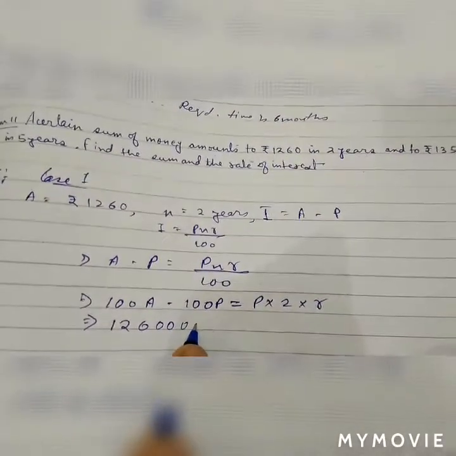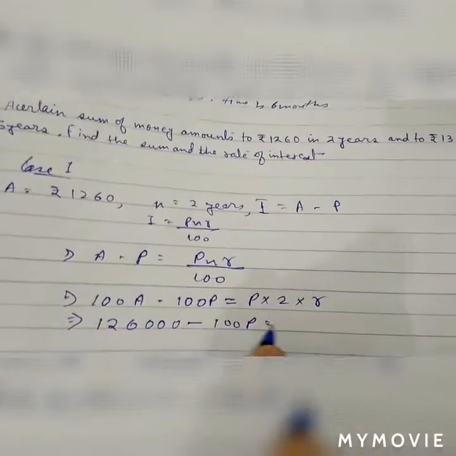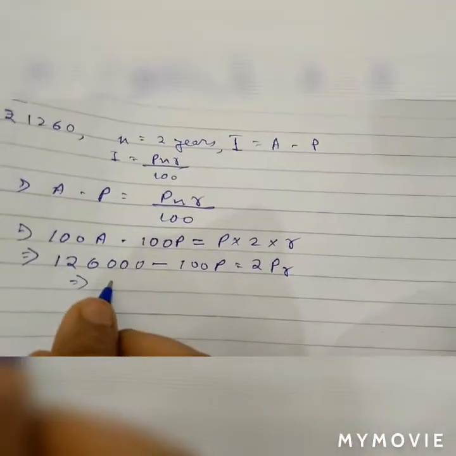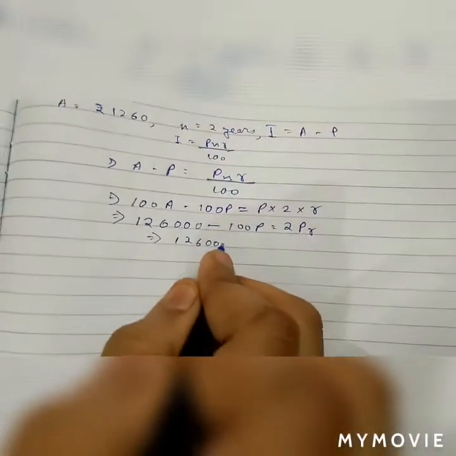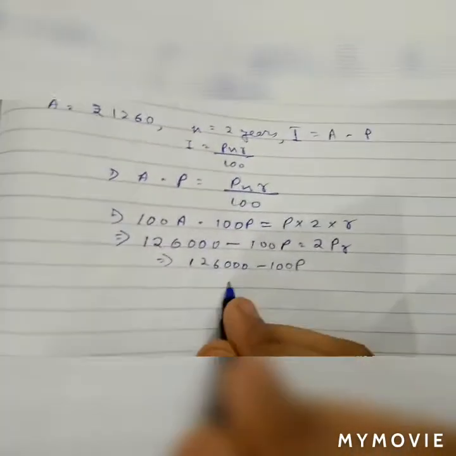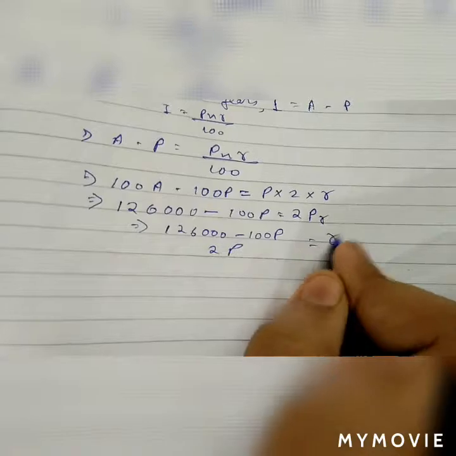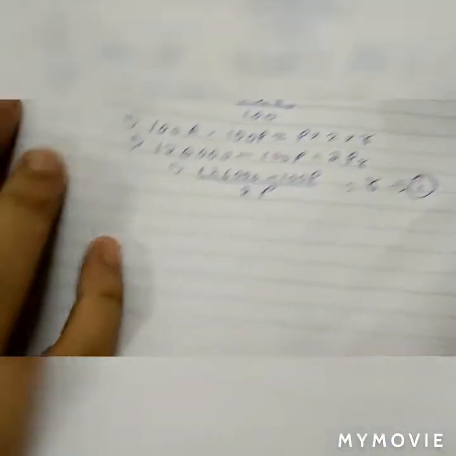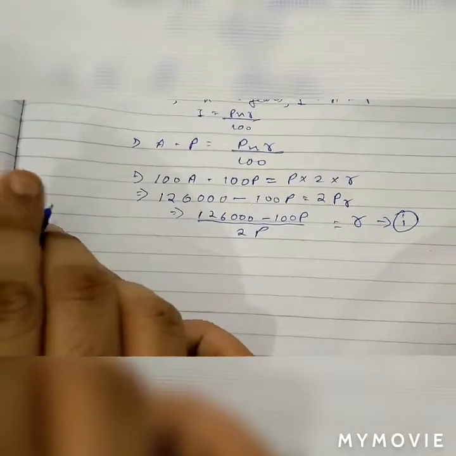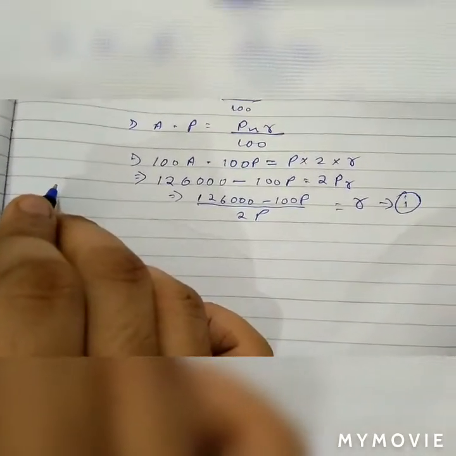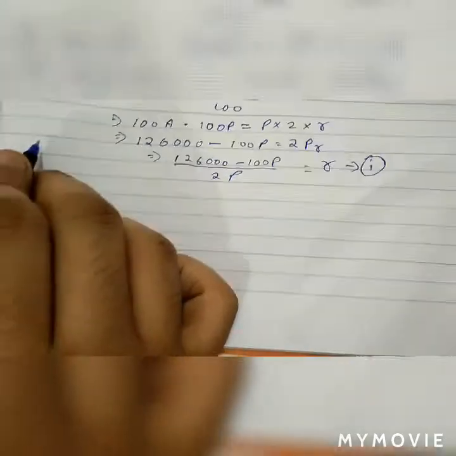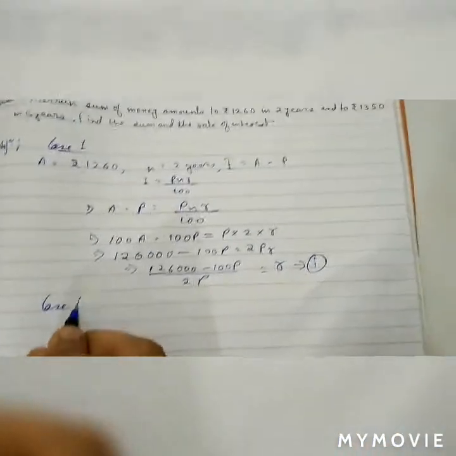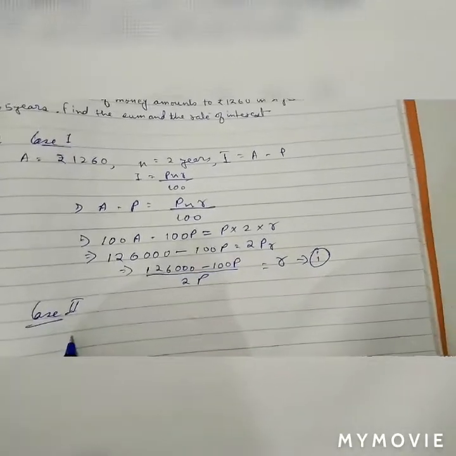126,000 minus 100P equals 2PR. Now we will do it as (126,000 minus 100P) divided by 2P equals R. I am doing this for a reason that you will understand at the end of the sum, which we call elimination, so that we can equate this with the other equation. You will understand in case 2 why I am doing this.